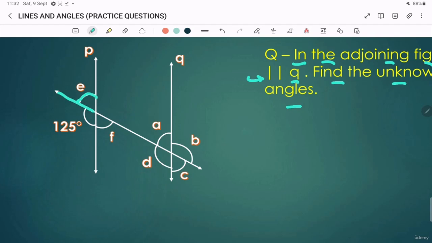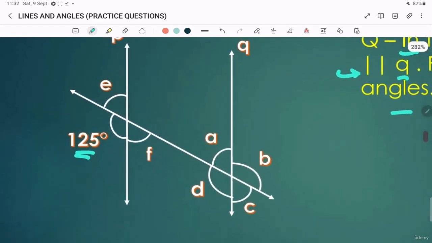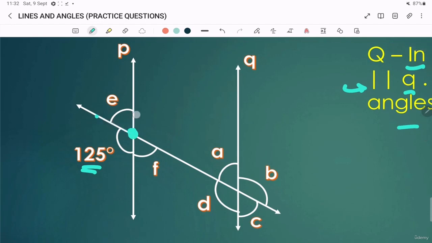Now this angle E and this angle 125 degrees, both are linear pair. Angle E, its vertex is this. And angle 125 degrees, its vertex is also this. They have common vertex. And this is common arm. With this arm, we are having angle E. And with this arm, we are also having angle 125 degrees. So this is common arm. And these are non-common arms. And non-common arms form a straight line, and three conditions of linear pair are now fulfilled. Therefore, these two angles are linear pair.